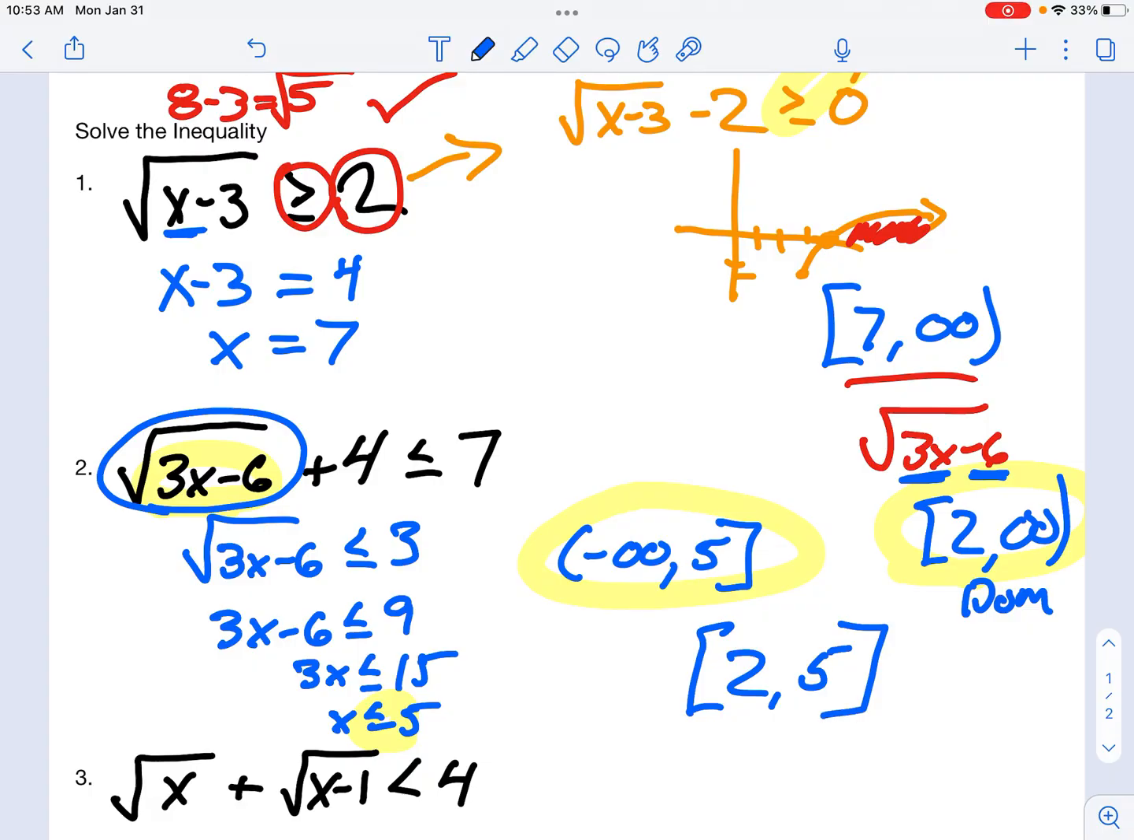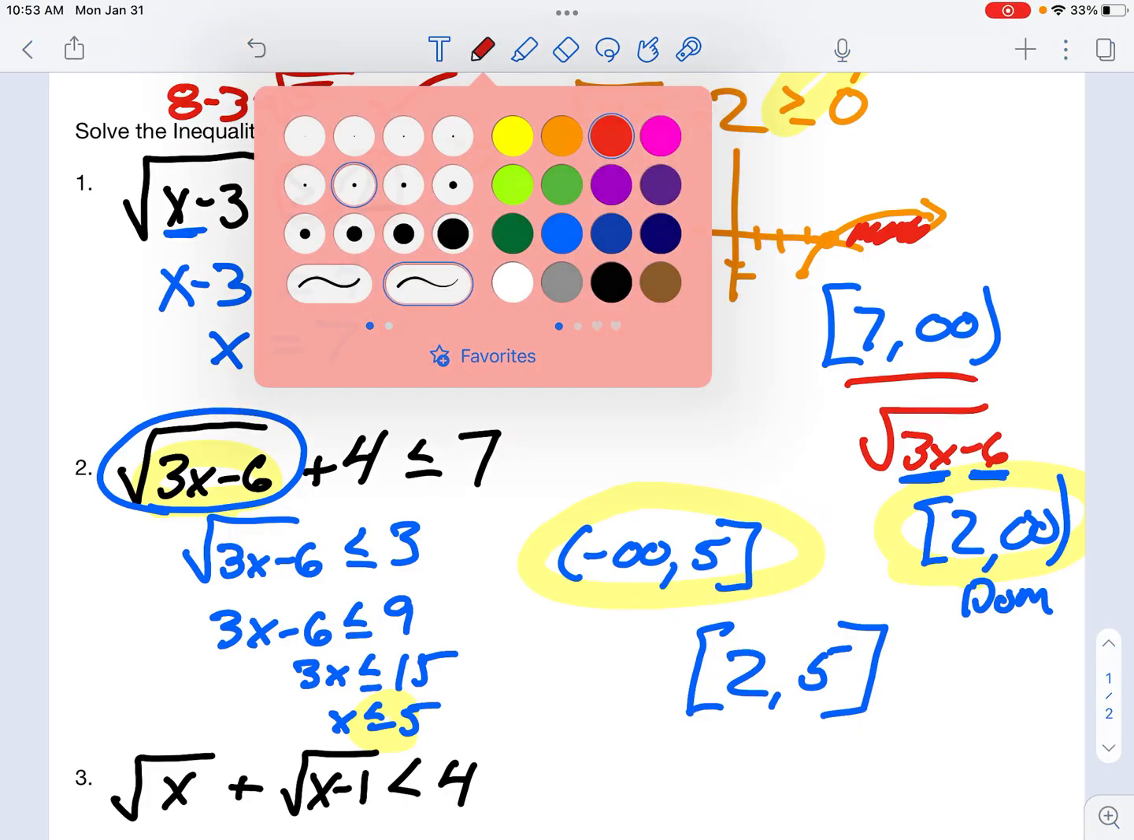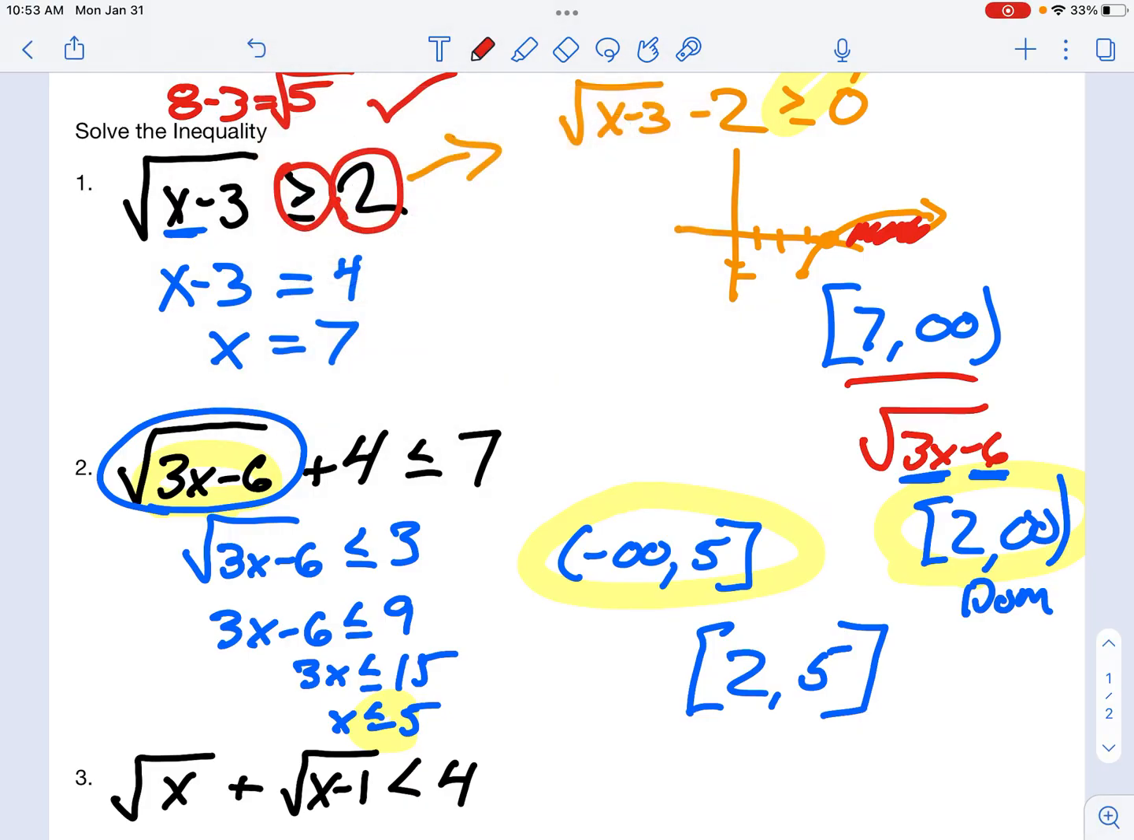And that should confirm in there, because if we go back and look at our equation, if I substitute a 2 in for x, we can see that 3 times 2 is 6. 6 minus 6 is 0. That would result in just a 4, and 4 is less than or equal to 7. So that's good. If we go the whole way up and put a 5 in, that gives us 15 minus 6, which is 9. Square root of 9 is 3. 3 plus 4 is 7.